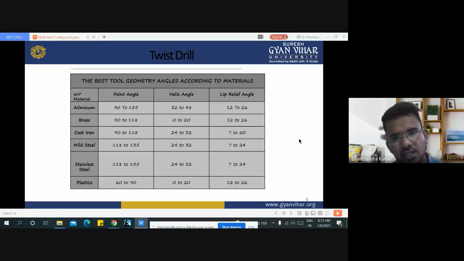For plastics, the point angle varies from 60 to 90, because we know that we use a lower point angle if we cut softer material. Helix angle will be 0 to 20 degrees, and the lip relief angle varies from 12 degrees to 26 degrees. This is the overall tool geometry on the basis of the workpiece material which you are using for the machining process or for the drilling process.